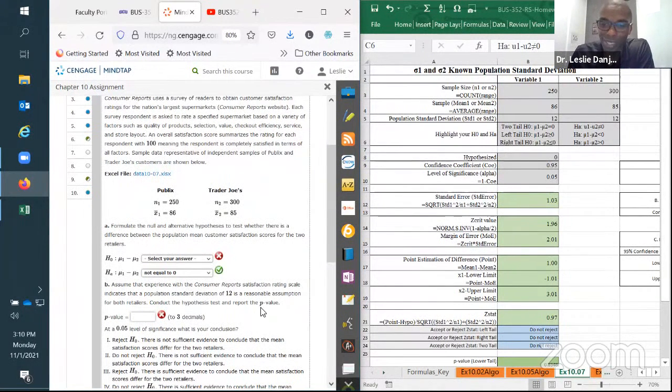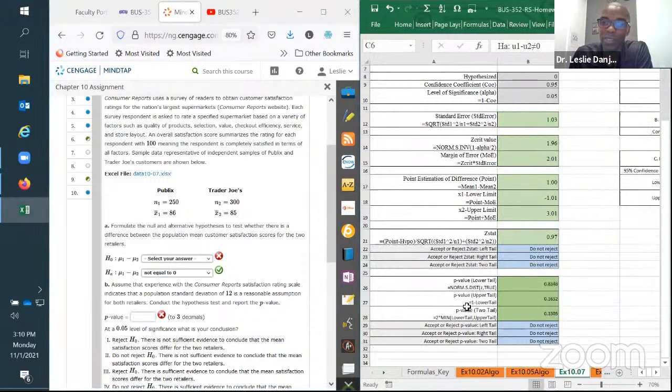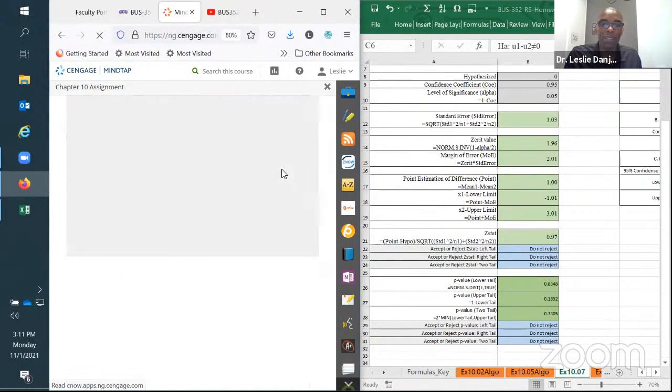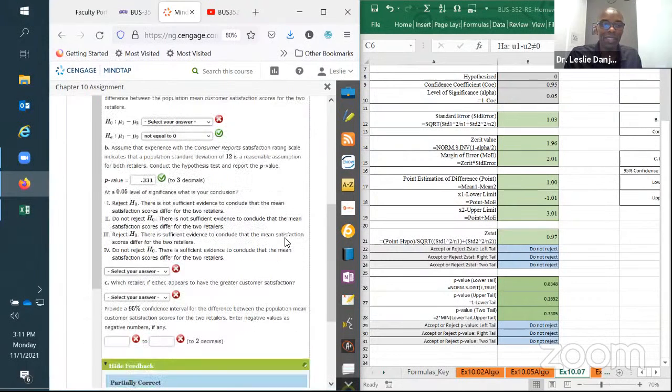For a two-tailed test, it says do not reject. So what is your p-value for a two-tailed test? I'm going to scroll down. Okay, two-tailed p-value. Plug that in to 3 decimal places, please. 0.331. Check your work. All right, good. And what are the lower and upper limits? Lower and upper limits right there. So negative 1.01. Check your work.